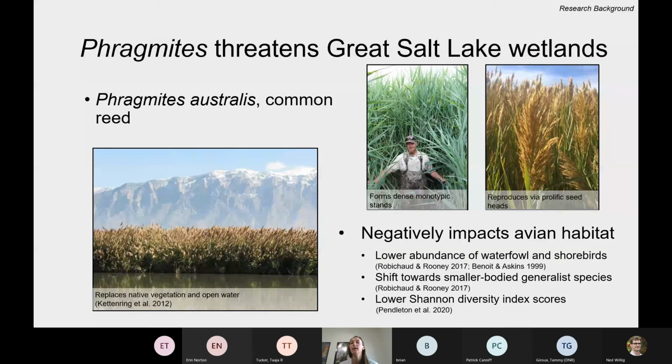Studies have shown that stands of Phragmites are associated with lower abundance of waterfowl and shorebirds. There's also been reported shifts towards smaller bodied generalist species, and also lower avian diversity scores in monotypic Phragmites stands. And that last citation there is compared to other native monotypic stands in Great Salt Lake wetlands.